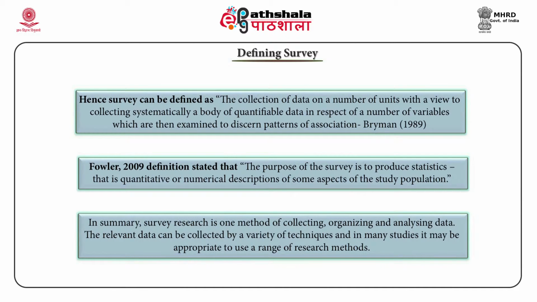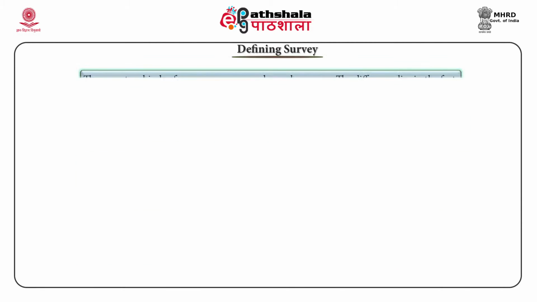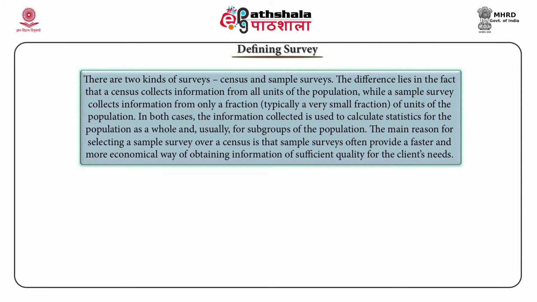The relevant data can be collected by a variety of techniques. In many studies, it is appropriate to use a range of different methods. There are two kinds of survey, census and sample survey. The difference lies in the fact that the census collects information from all units of the population, while the sample survey collects from a fraction of the units of the population that is representative of the population.